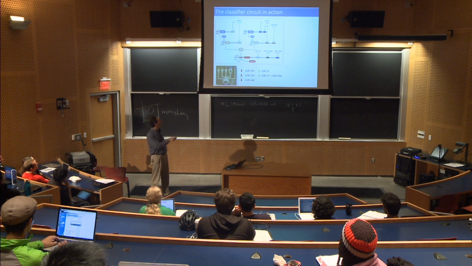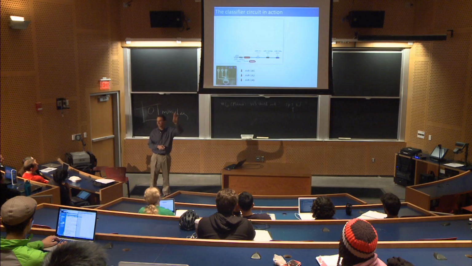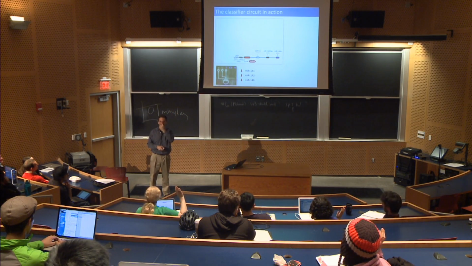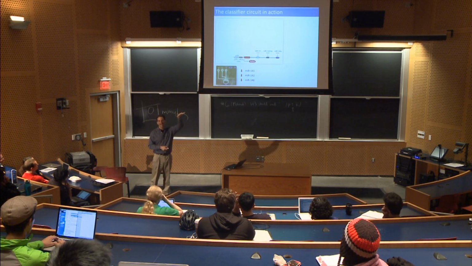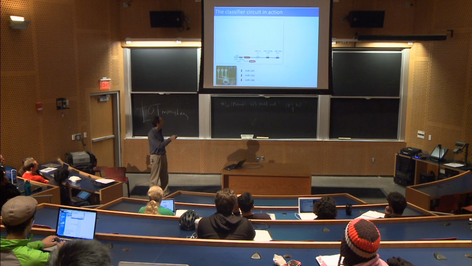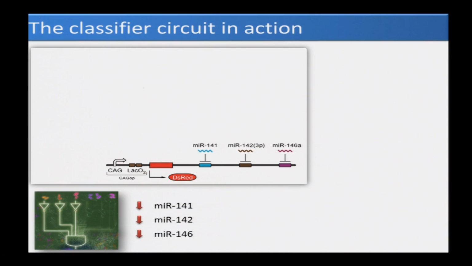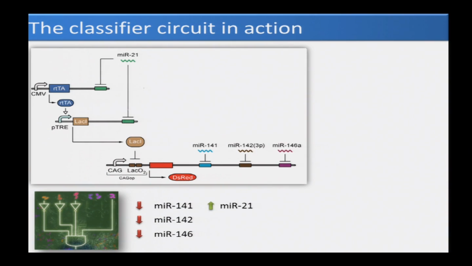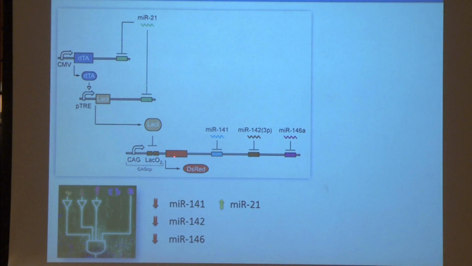Okay, maybe I should go back for a second. Everybody raise your hand if you understand this. Okay, so when microRNAs are high, they repress, they result in degradation of the RNA, right? So all of these have to be low in order for this to be high. Now if we add this microRNA, let's focus just on this to simplify. This microRNA represses this repressor.